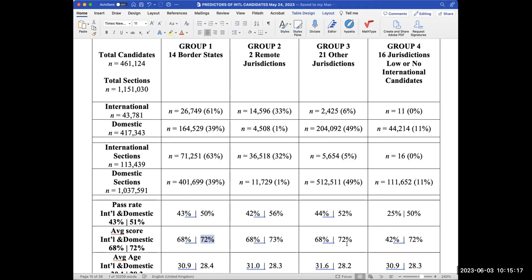So that's an example of average score. Pass rate, there's a little bit of change. Depending on the group, the pass rate is different for domestic candidates. So I don't know if that's interesting to you, but just showing you that that would be independent here. So it doesn't matter which group I go into, it's about 72, 73% every time. All right. Showing you something practical.